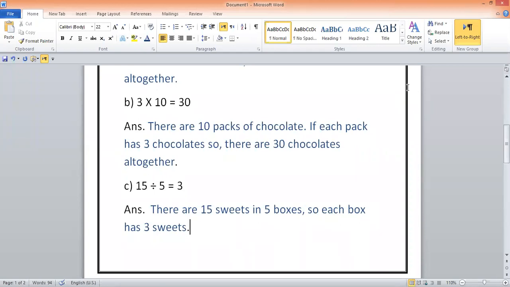Karim Nasir, I need a matching story for this calculation. The calculation is 60 divided by 10. Ammar Khalid is saying there are 60 toys in 10 boxes. So each box has 6 toys. Very good, Ammar Khalid. Kareem Muhammad is saying there are 60 pencils in 10 boxes. So each box has 6 pencils. Very good.